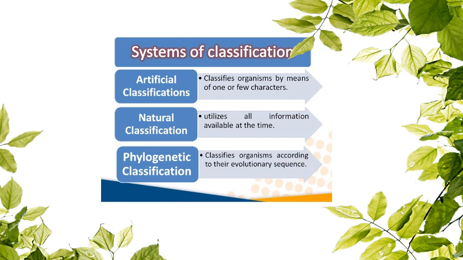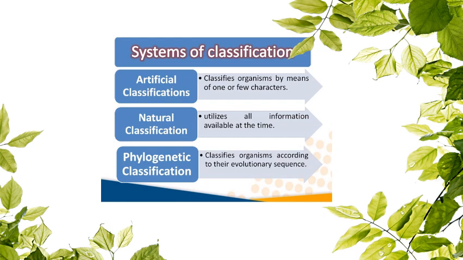So this is the system of classification that is based on three systems. The first one is the artificial system, the second one is the natural system, and the third one is the phylogenetic system. So first of all, we discuss the artificial system.